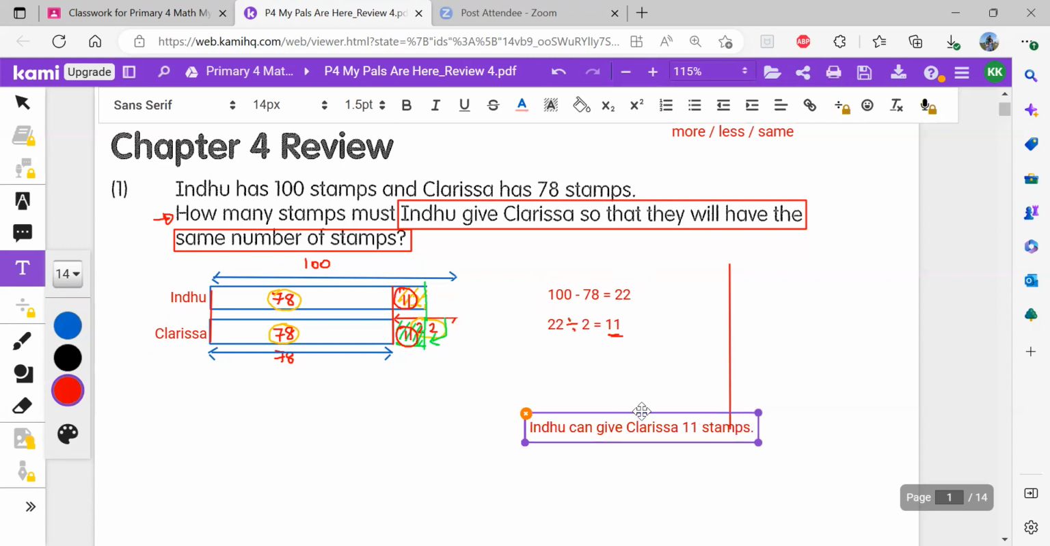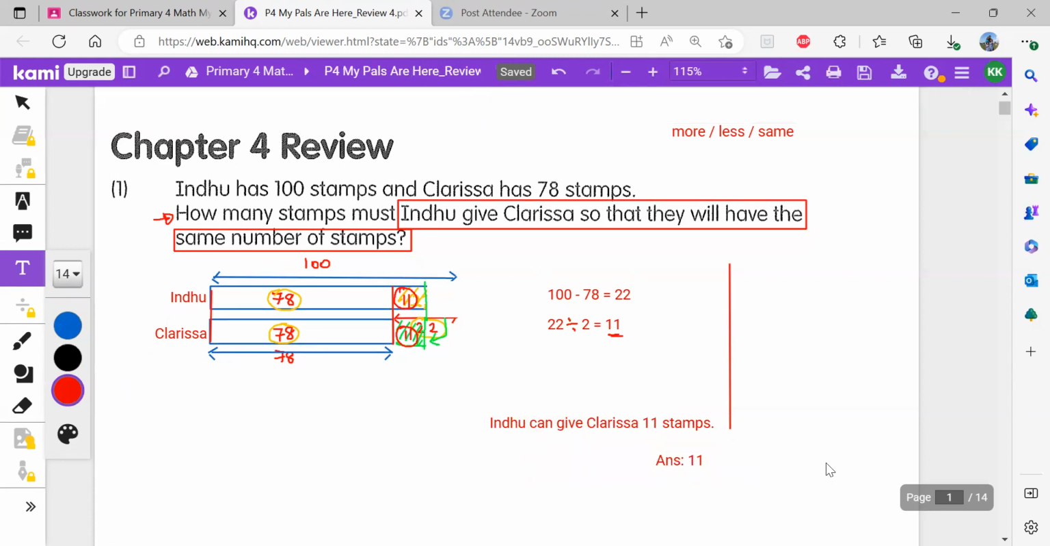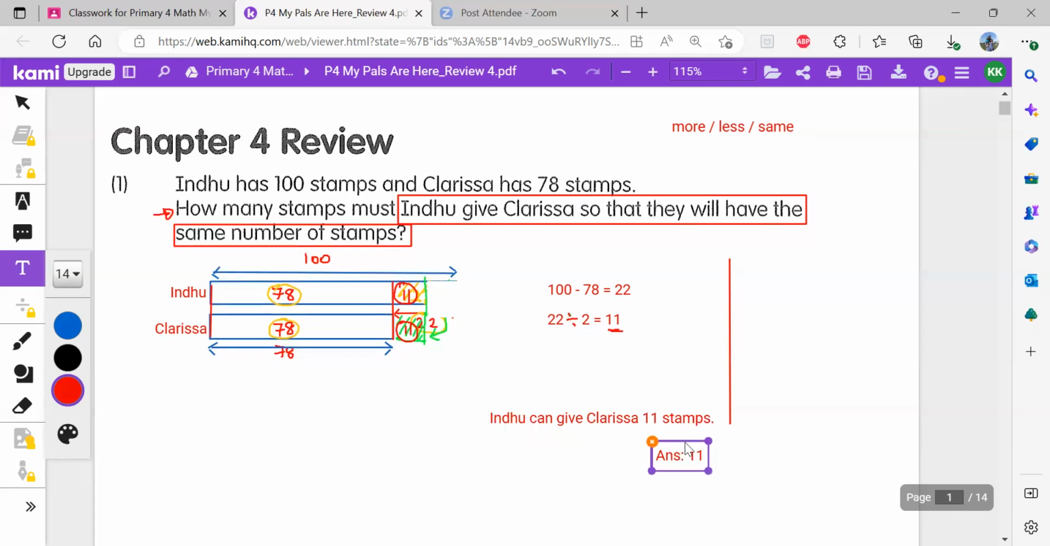Okay, so that will make your answer good. If you don't write statements, at least give an answer. You can just write 11. This is also fine. But many teachers like students to write with statements, so you can follow your teacher's requirement, whichever it is. All right, let's go to question 2.